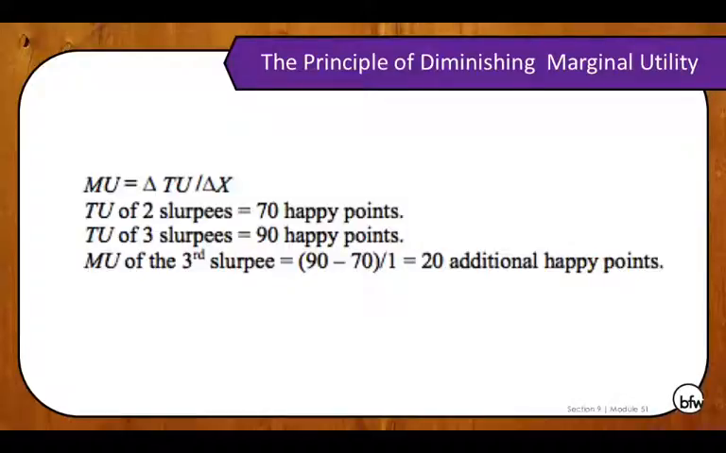Marginal utility is equal to the change in our total utility divided by the change in our consumption of good X. So the total utility of 2 Slurpees equals 70 happy points. The total utility we get from consuming 3 Slurpees is equal to 90 happy points. So the marginal utility of the third Slurpee is equal to 90 minus 70 divided by 1, because it was an addition of 1 Slurpee, and that is equal to 20 additional happy points.